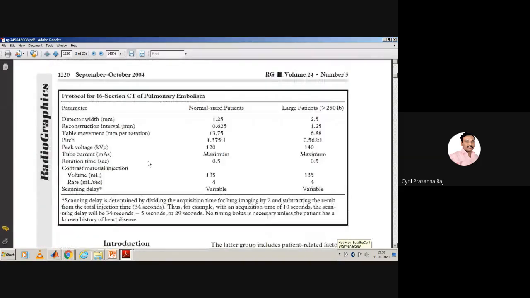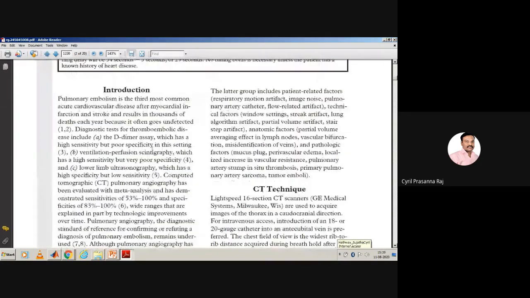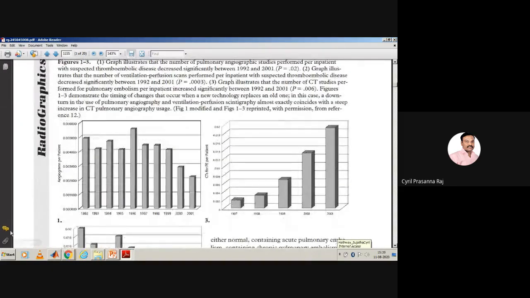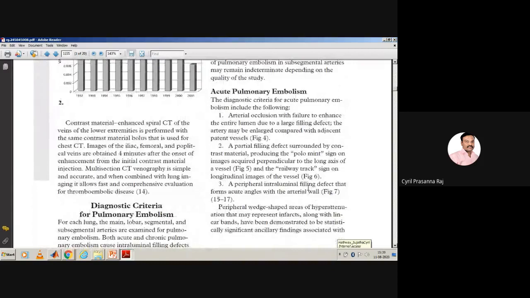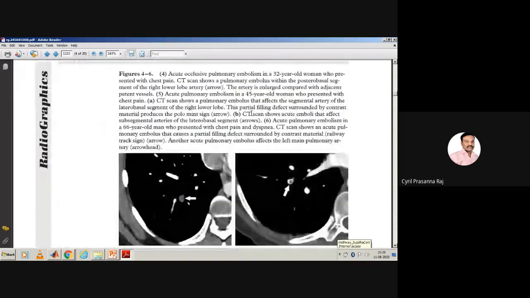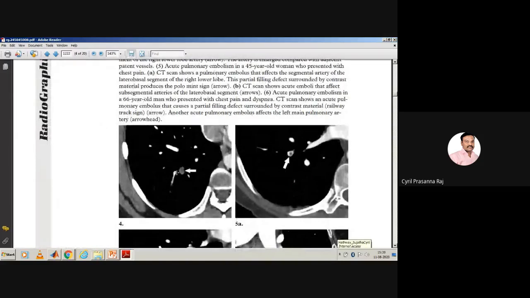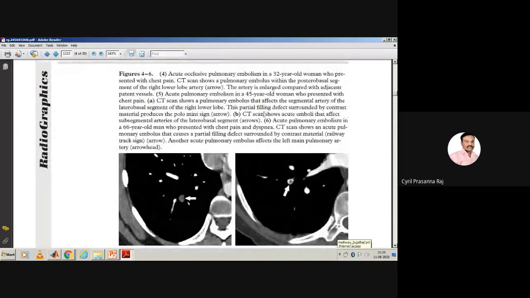According to this paper, they have clearly explained what pulmonary embolism is and how things are changing. Everything has been explained there. They tell what acute pulmonary embolism is, and they also give certain guidelines. Now let me show you some images. This is an image of pulmonary embolism, wherein they have taken an image of a 32-year-old woman who presented with chest pain. The CT scan image has been taken.